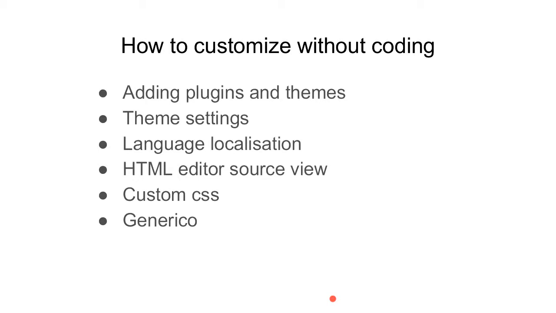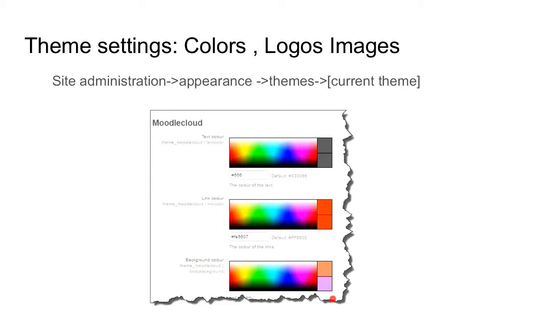So let's go through these. We'll skip plugins and themes because I think we're kind of familiar with those and we could spend all day talking about that. We'll go straight on to theme settings. You can find these under Site Administration, Appearance, Themes, and then the current theme. So if your theme is Shoelace, it'll be under Shoelace. If your theme is More or Clean, it'll be under More or Clean.